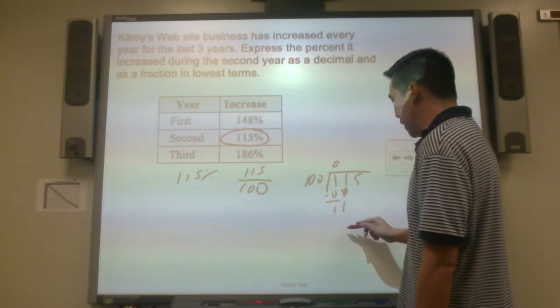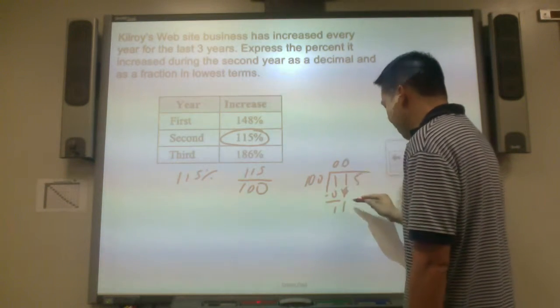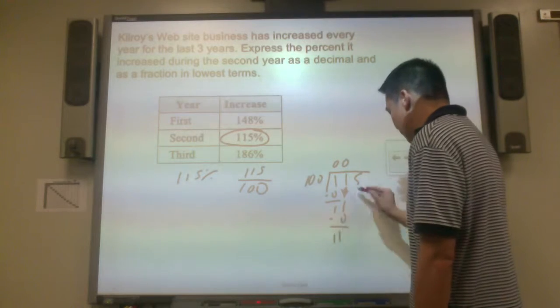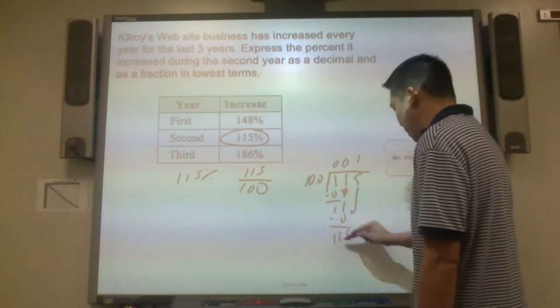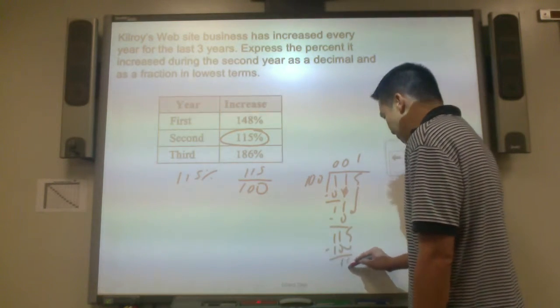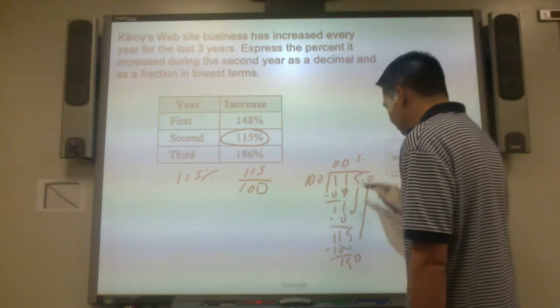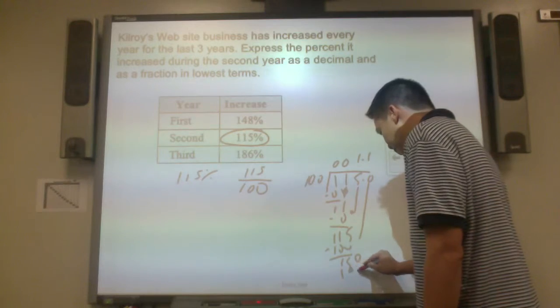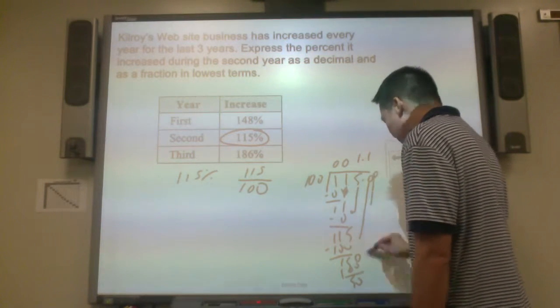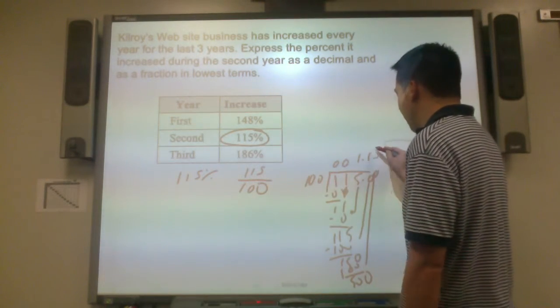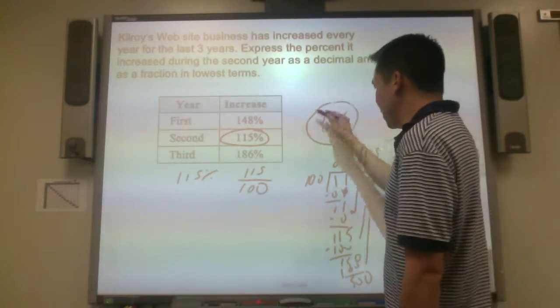Can 100 go in 11? 0 times. Can 100 go in 115? 1 time. 15 is the remainder. Get rid of the remainder by adding a 0. Bring it down. Can 100 go in 150? 1 time. Let's get rid of this 50 as a remainder. Can 100 go in 500? Okay. So the decimal equivalency is 1.15.